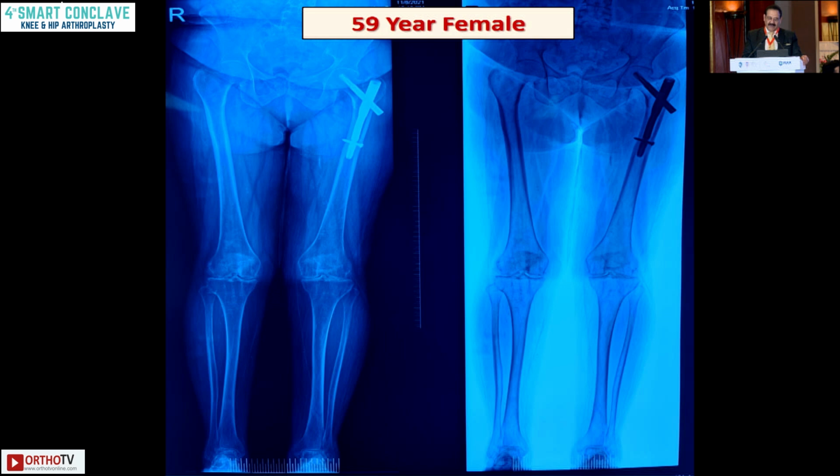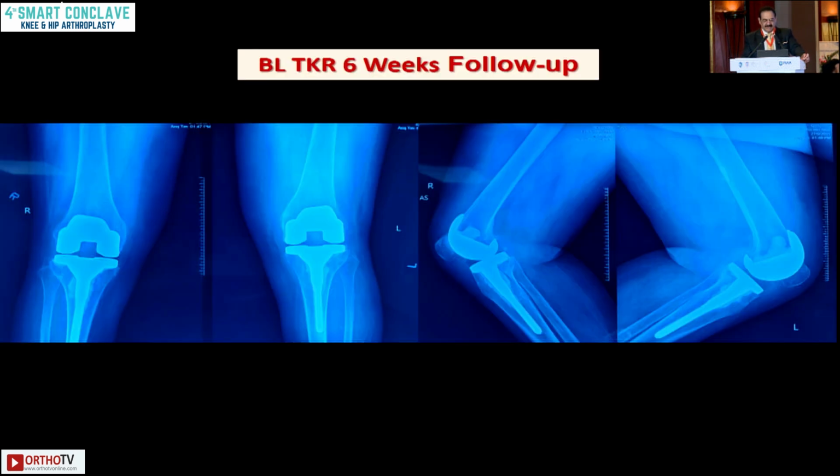Another patient, 59-year-old female, had earlier an intertrochanteric fracture with PFN in situ, underwent bilateral TKR. This is 6 weeks follow-up. The bone is osteoporotic. We had used a primary stem in this case.